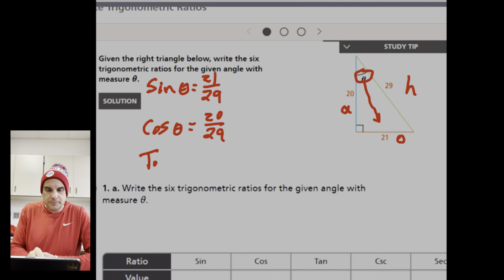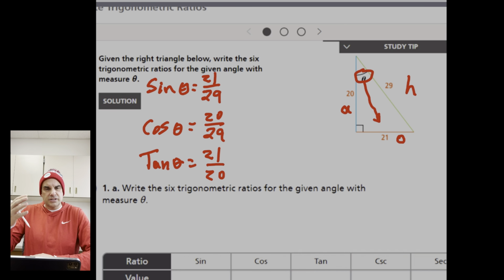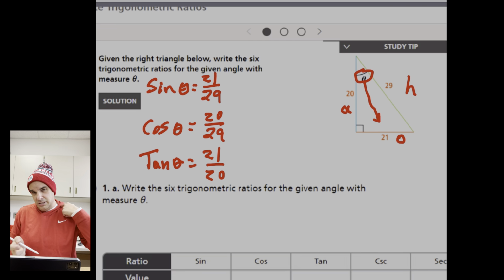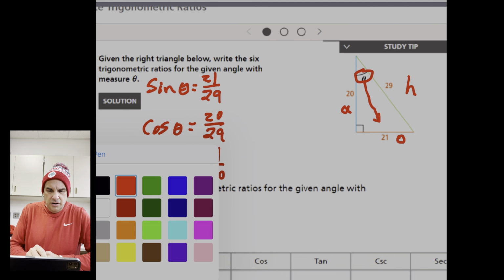Tangent ratio, opposite over adjacent, so 21 over 20. If you can reduce the fractions, you should reduce them. If they tell you to write them as decimals, whatever. So those are our 3 normal ones.